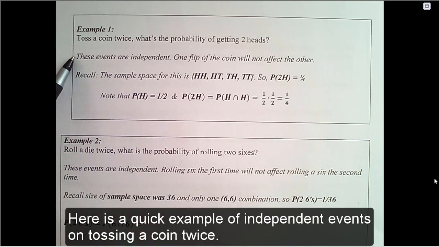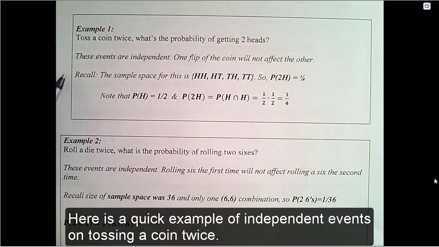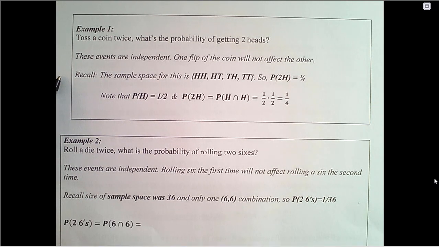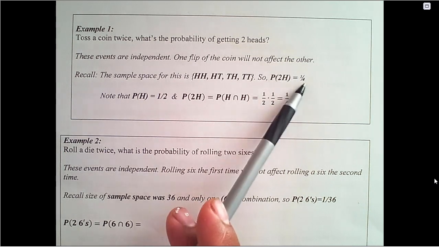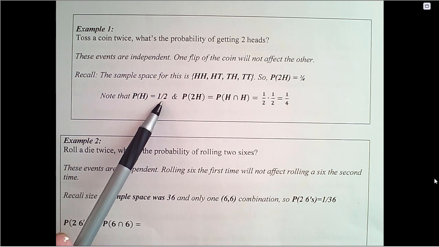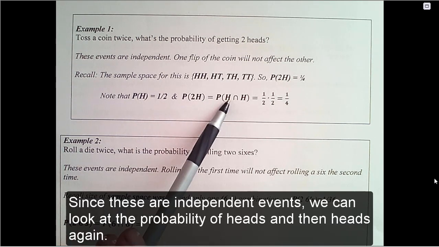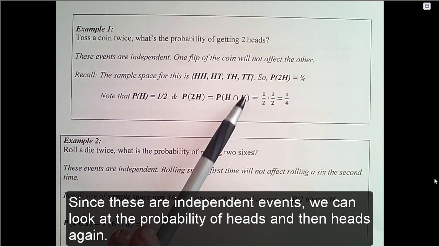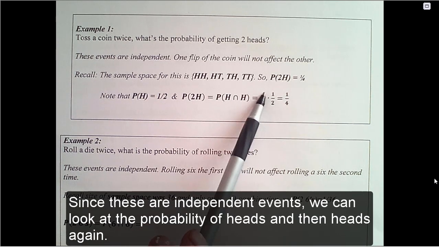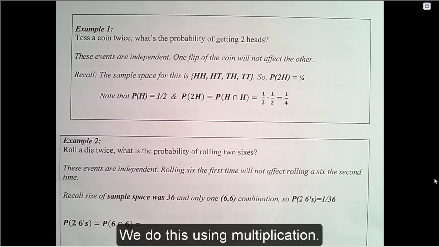Here is a quick example of independent events on tossing a coin twice. Since these are independent events, we can look at the probability of heads and then heads again. We do this using multiplication.